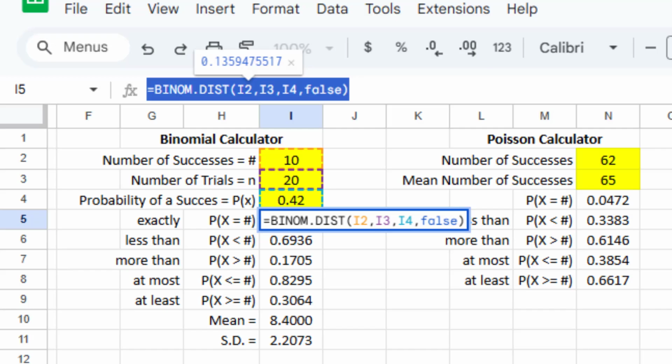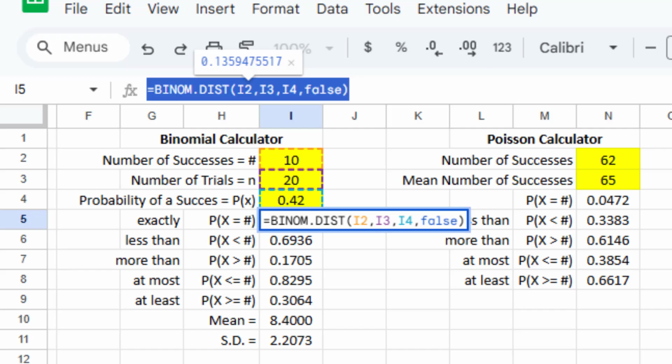Then you have to give it 4 pieces of information. The first number it wants is the number of successes that you're working with, sometimes called X. Then comma, the second thing you need to give it is the sample size, the number of trials, N, comma, the next thing is the probability of a success, P, comma, and then the last thing you're going to give it is either true or false.